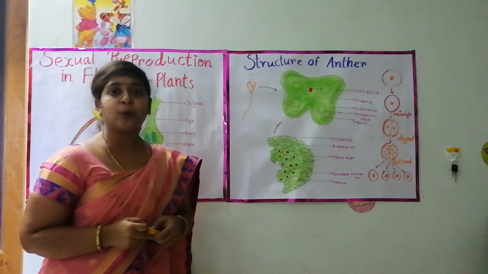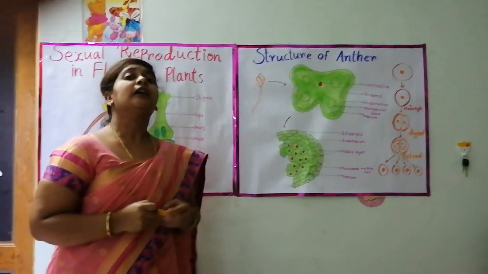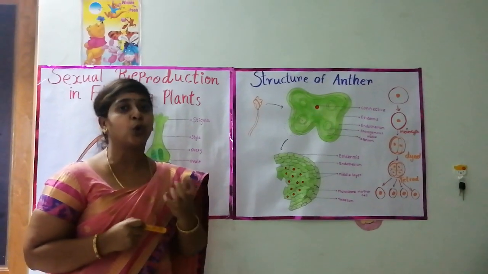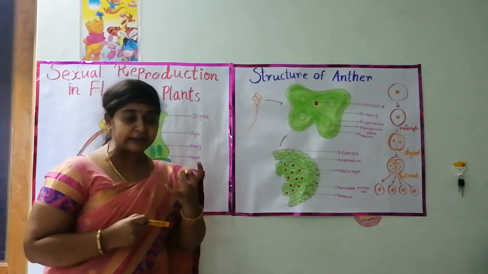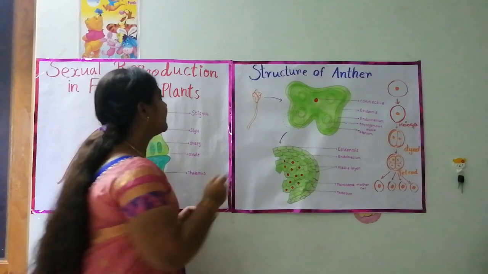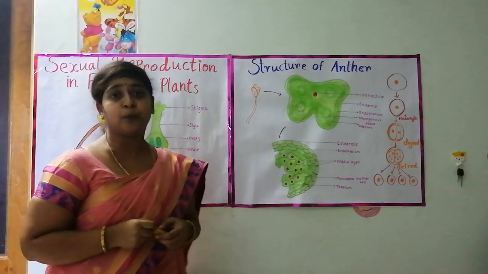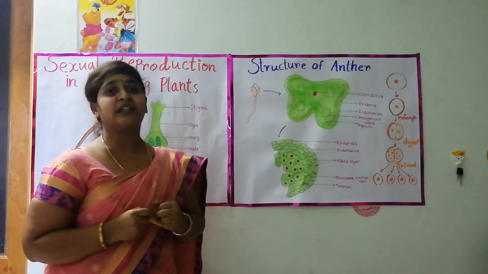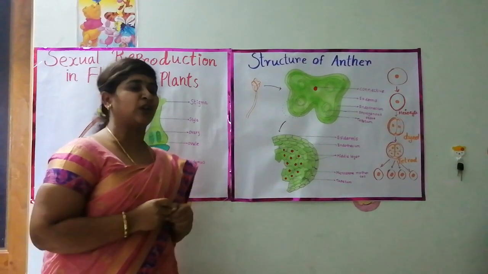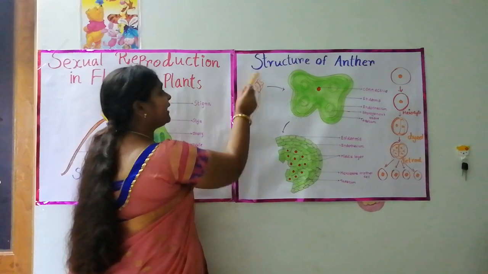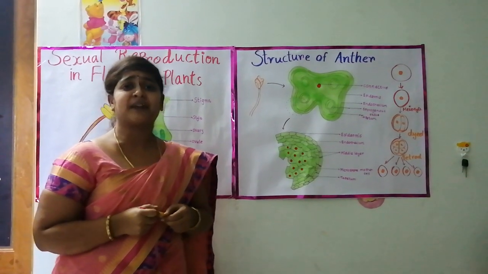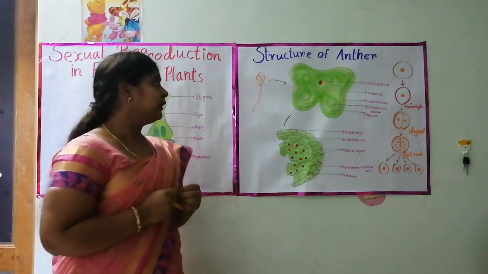What do you mean by pollen sac? Pollen sacs are cup-like structures which hold the pollen. Each lobe contains how many pollen sacs? Each lobe contains two pollen sacs. So in total, how many pollen sacs are present in the anther? There are four pollen sacs present.